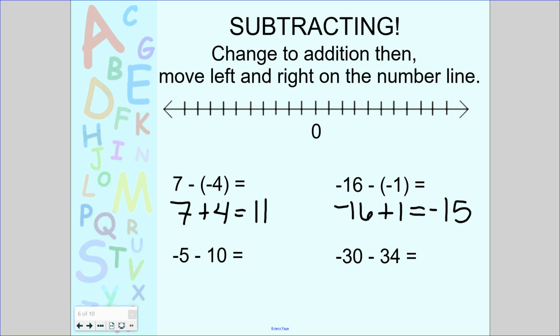If you have subtraction, you can change it to plus a negative. So instead of negative 5 minus 10, I can change it to negative 5 plus negative 10. And then we can just think about moving left and right. So this is left and then more left. What am I going to end up at? 5 to the left and another 10 to the left. Go ahead. Negative 15. So we're going negative and then more negative. And then same thing's going to happen with that last one, right? It's negative 30 and then really plus another negative 34. Where does that take me to? What's my answer going to be?